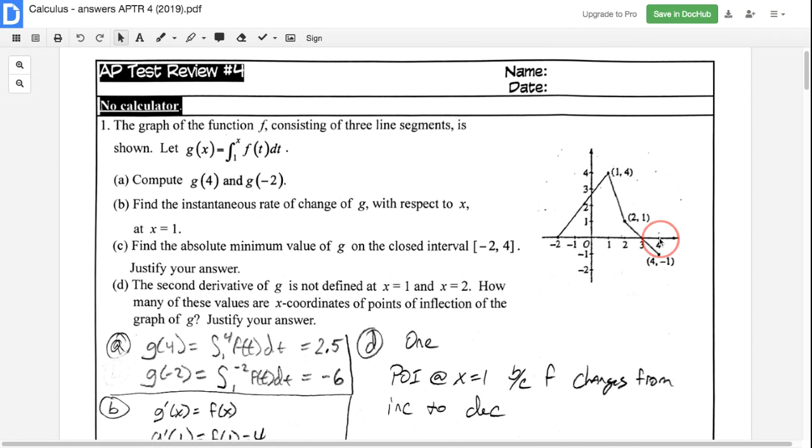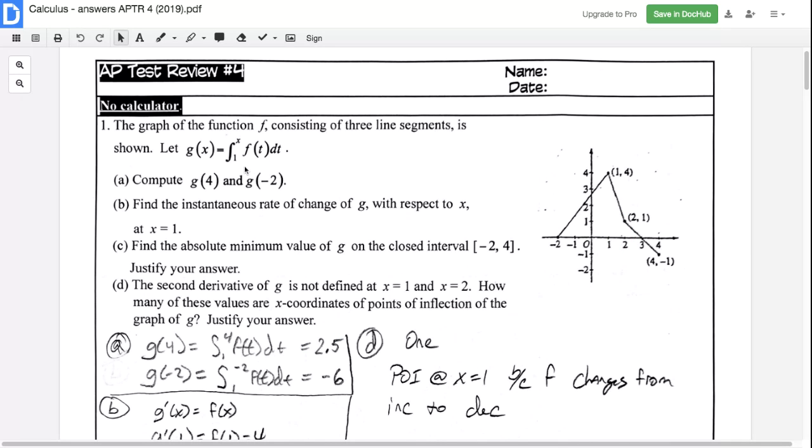So if I look at 1 to 4, I notice that this area and this area cancel out. So all I have to do is figure out this area. I've got a little square right here, which is a 1 by 1 square, so that means this is 1. And then I've got a triangle that is 1, 2, 3 by 1, so that means this is 3 over 2, or 1.5. So I have 1 and 1.5, which gives me 2.5.